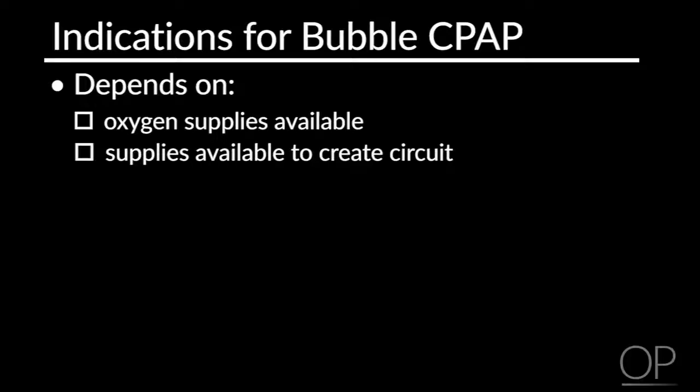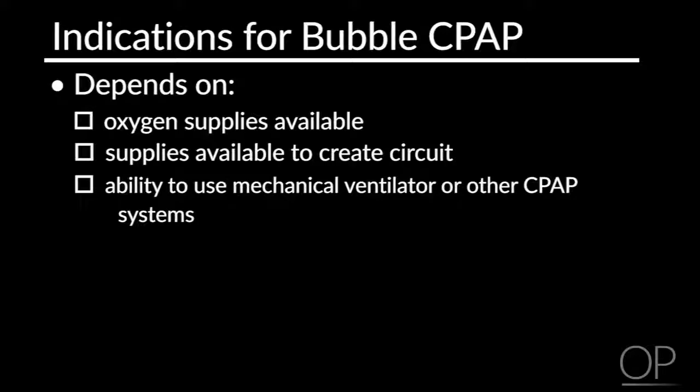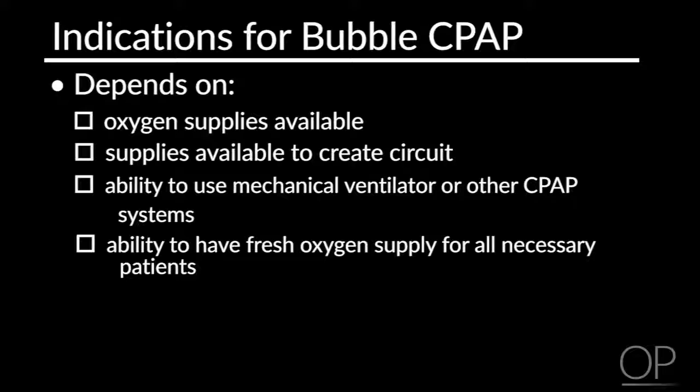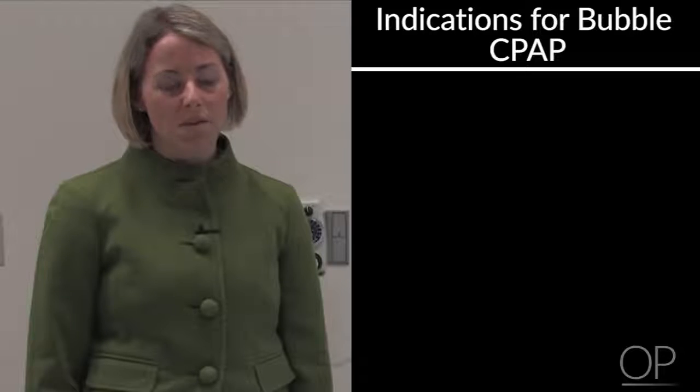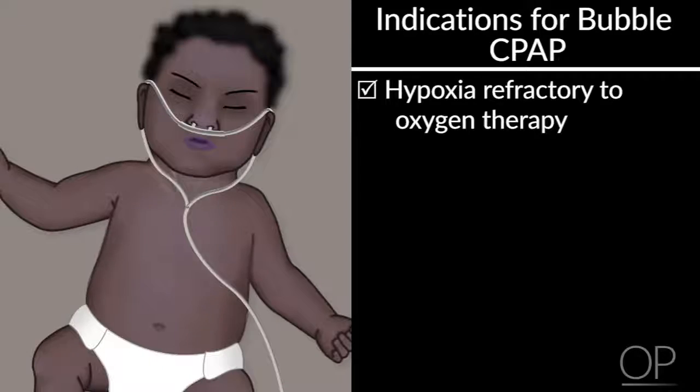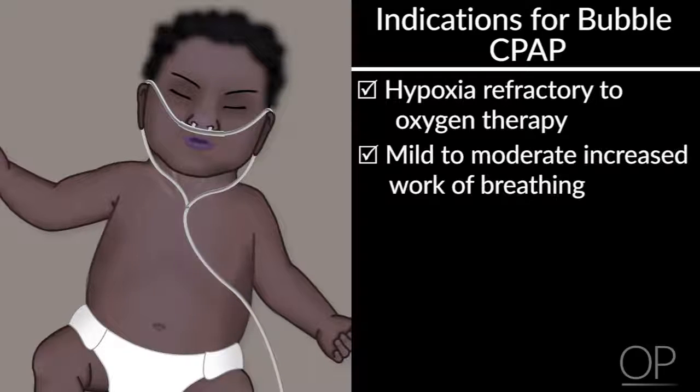Additionally, it will depend on your ability to use a mechanical ventilator or other CPAP systems, and your ability to have a fresh oxygen supply for all the patients that are necessary. In some hospitals, they find it helpful to use this on patients that are hypoxemic, which is refractory to oxygen therapy, or patients with mild to moderate work of breathing. In those patients, it may be helpful to step up from oxygen therapy and try a bubble CPAP interface to improve the work of breathing and gas exchange.